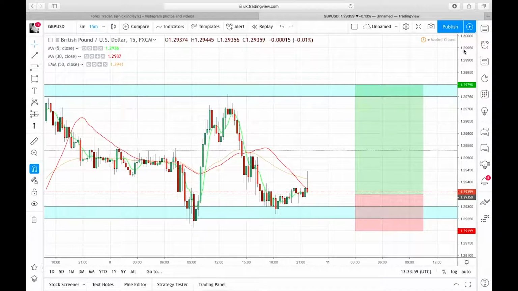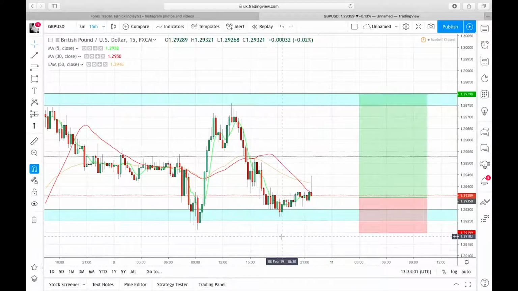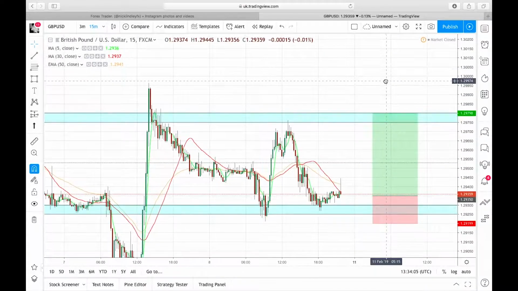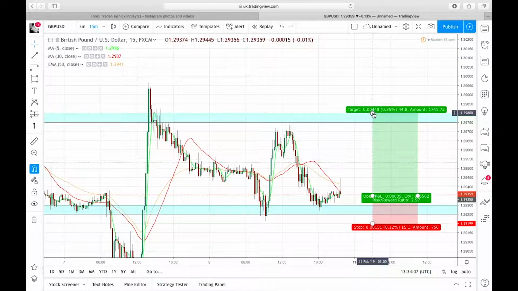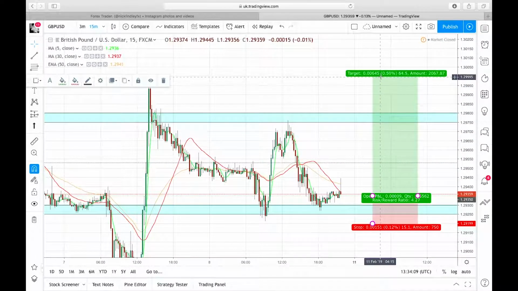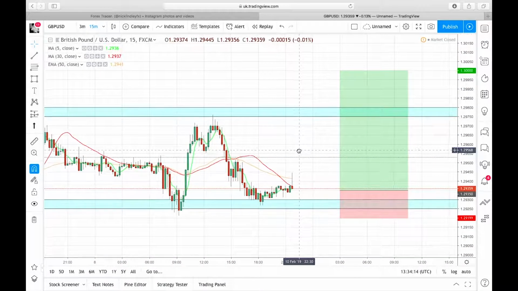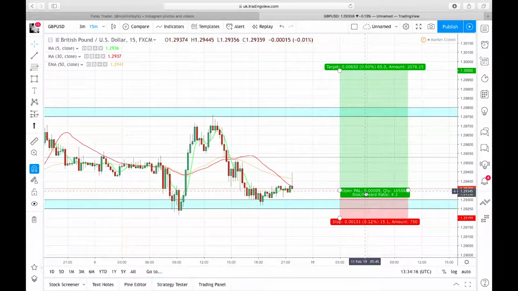Now, if we are being a bit more ambitious, we might look to trade it up into the 1.3 area, which would give us a 1 to 4.3 risk to reward, and we might actually even obtain a better entry or a tighter stop loss. And that's the way I'm looking to trade this pair.